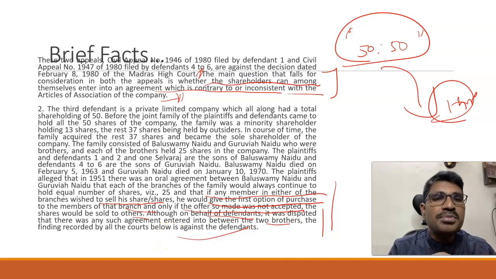To put it very simply, restrictions are permitted in private limited companies, but the restrictions should not be contrary to the articles of association of the companies. Kindly remember, the V.B. Rangarajan case brings with it the concept that clauses are permitted, but clauses should not be contrary to the AOA of the companies.